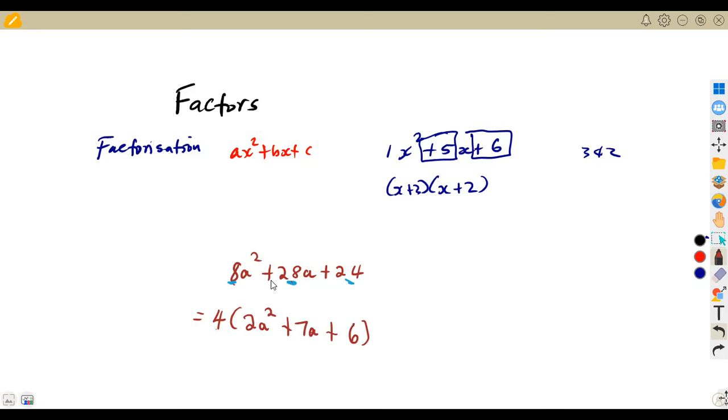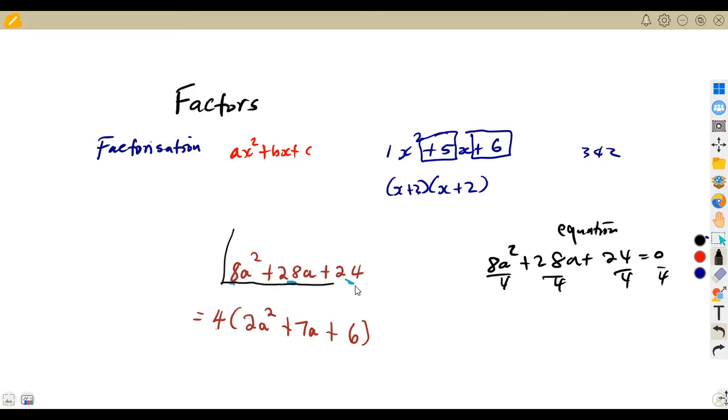So that means we have reduced our expression. If it was an equation, for example 8a squared plus 28a plus 24 is equal to 0, this is our equation, so the moment you are given an equation, you can simply divide by 4, instead of factoring out. But when we are given an expression like this, we factor out the number, not divide by the number. All right, so that is what we have here.